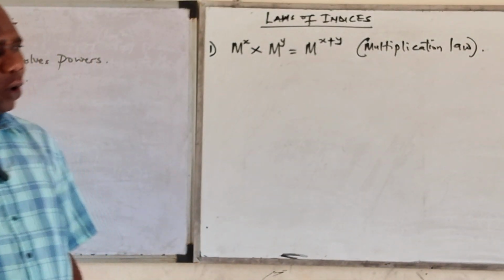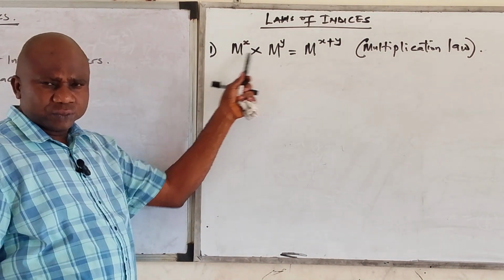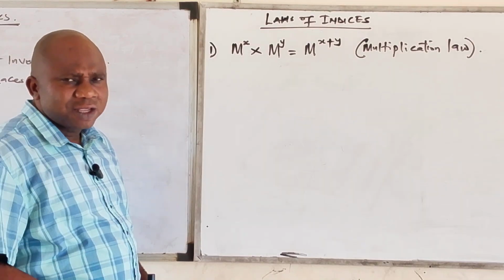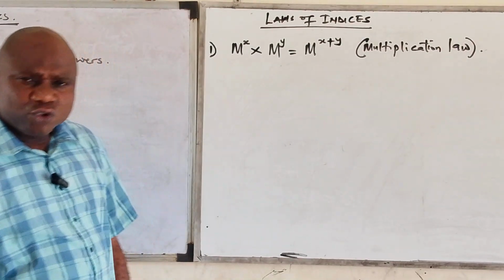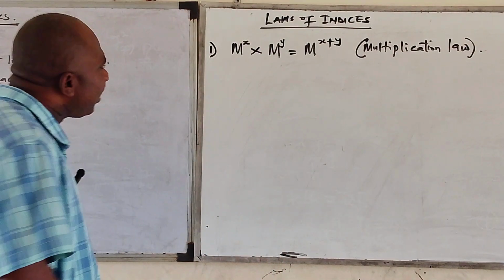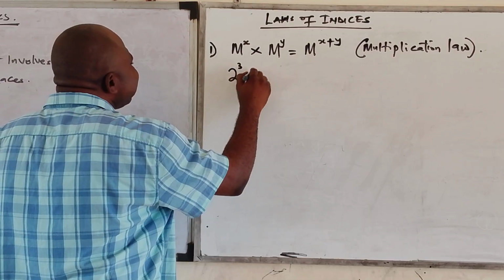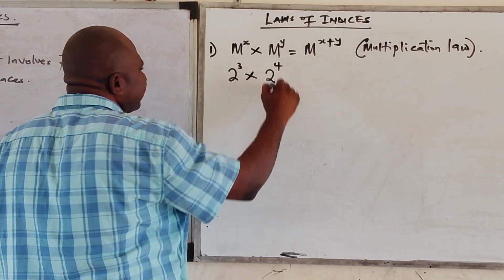Now, if you look at this law very well, you discover that the bases are equal. So it means that before you apply this law, you must ensure that the bases are equal. Now, example, let's look at 2 raised to the power of 3 times 2 raised to the power of 4.